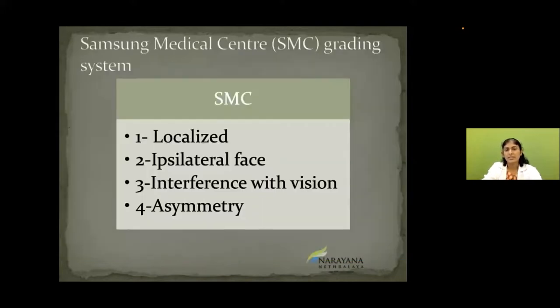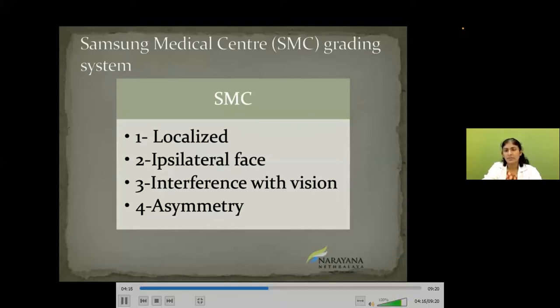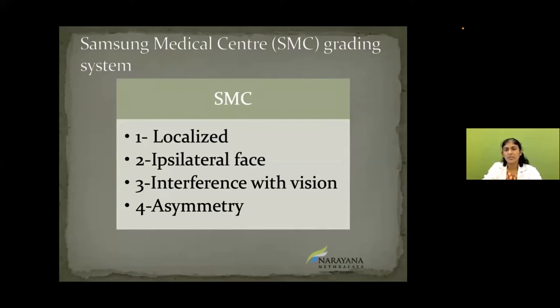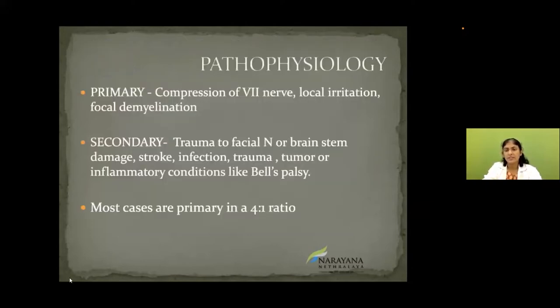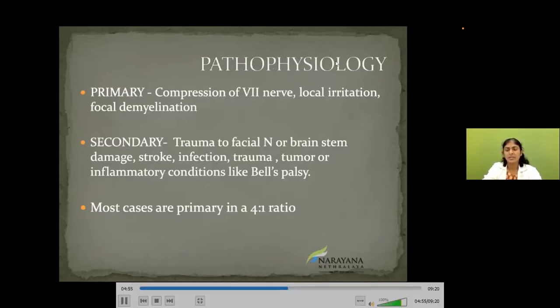The Samsung Medical Center, or SMC, grading system is a 4-point system which grades hemifacial spasm into 1, localized spasm of the periocular area; 2, involuntary movements spreading to other parts of the ipsilateral face; 3, interference with vision due to frequent tonic spasms; and 4, disfiguring asymmetry with continuous contractions of the muscles. Primary causes are due to compression of the 7th nerve by a vascular structure, or rarely a mass lesion, leading to local irritation and focal demyelination. Secondary causes are due to facial nerve or brainstem damage from any other cause such as stroke, infection, trauma, tumor, or inflammatory conditions such as Bell's palsy. Most cases are primary, in a 4:1 ratio.